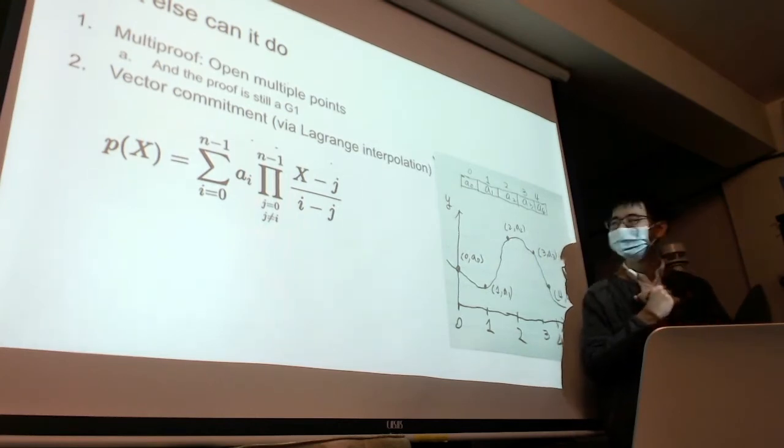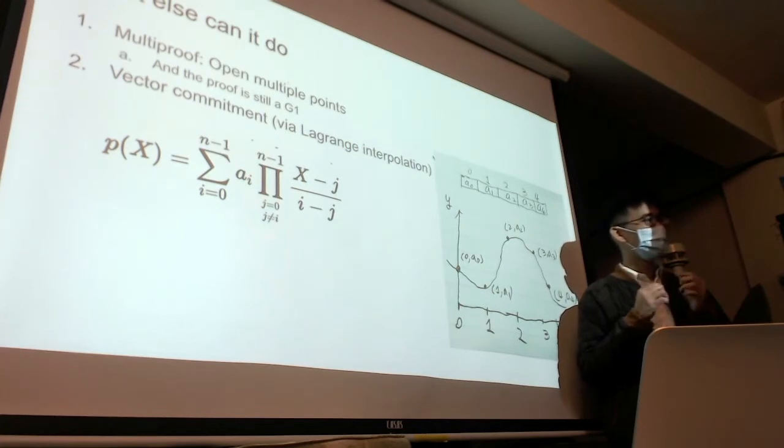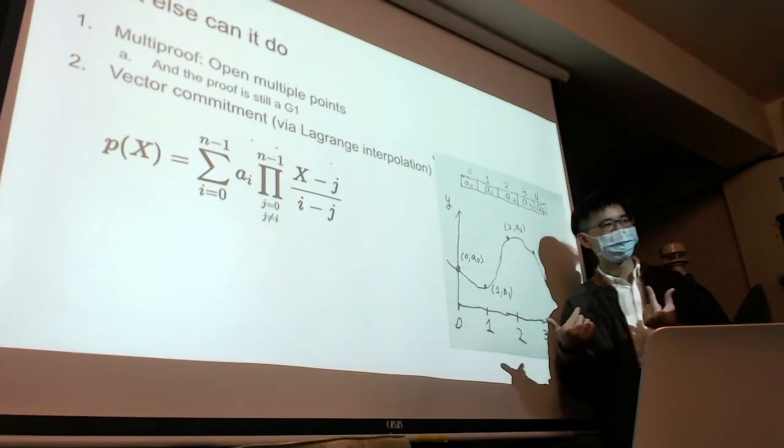Yeah, Verkle. It's a combination of vector commitment and Merkle tree.